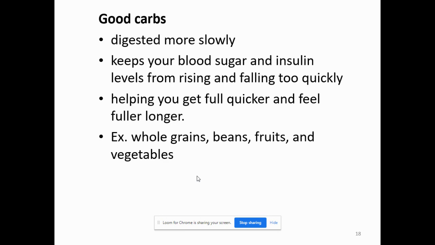Now there are good carbs out there, and those are digested more slowly, they still have their fiber, and you don't have those big peaks and crashes in your blood sugar. These good carbs keep your blood sugar at a normal, stable level.